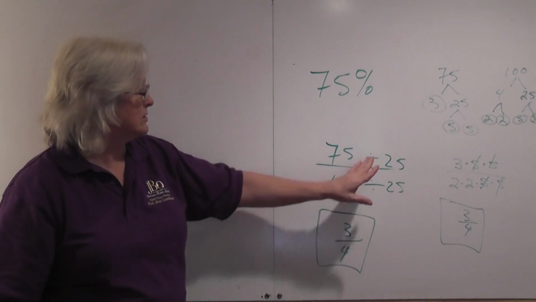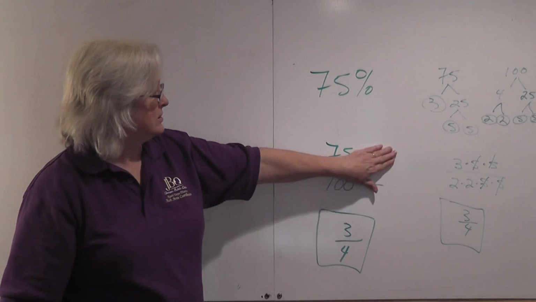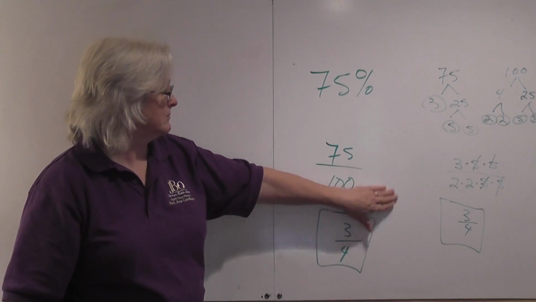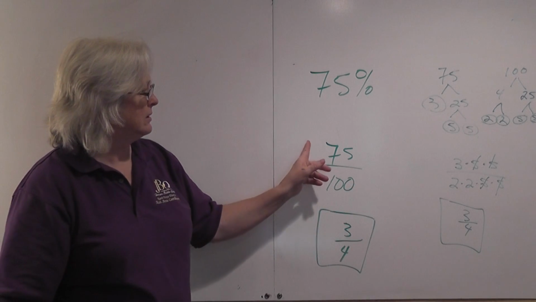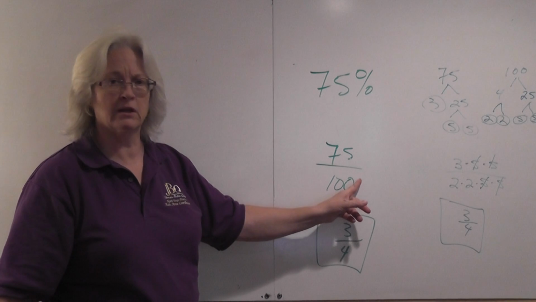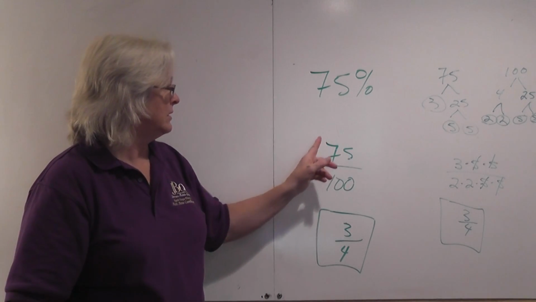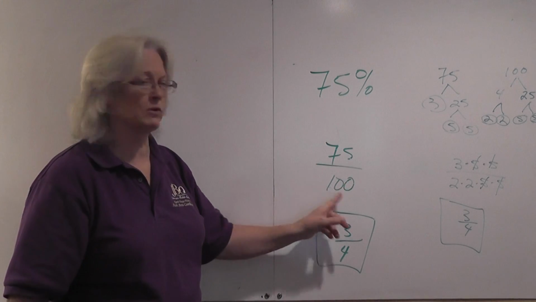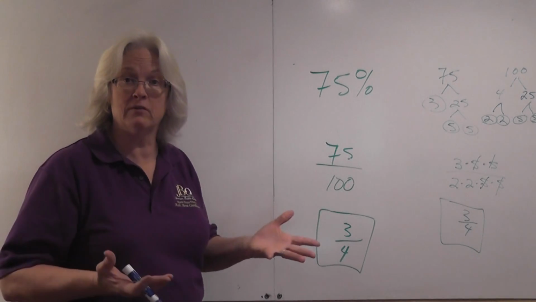What's something else that you can do? You can look at this and say, oh, I know I can take 5 out of it, and that gives me 15 over 20, and then divide 5 out of it again.